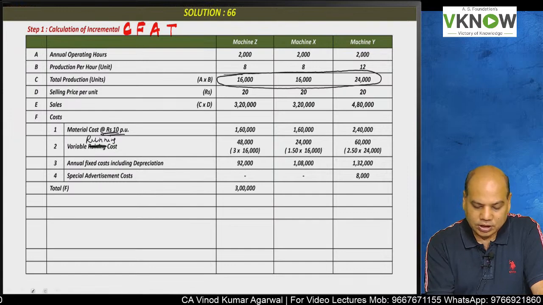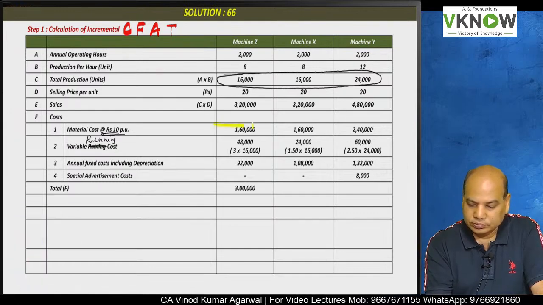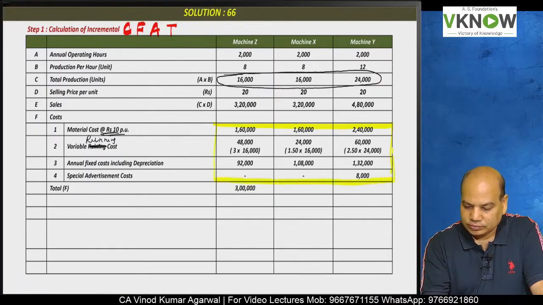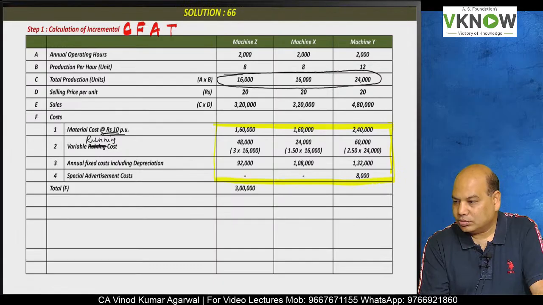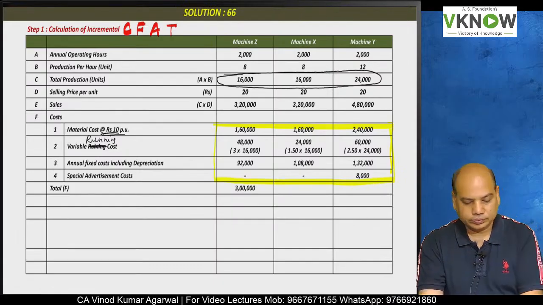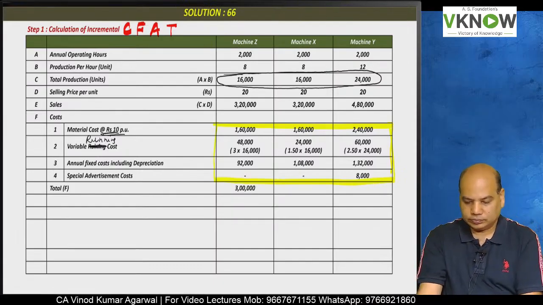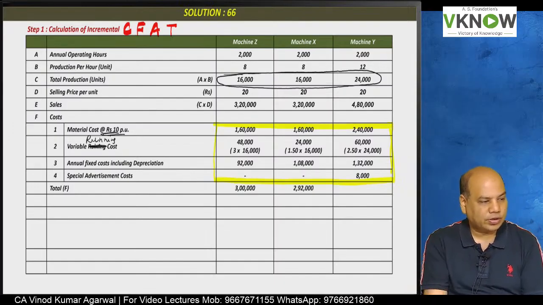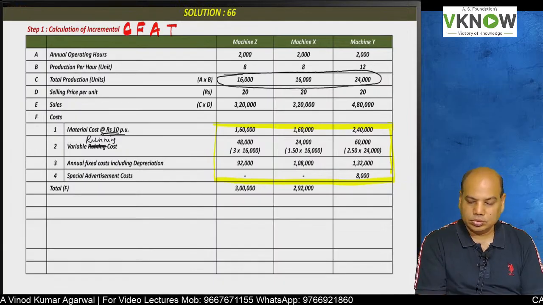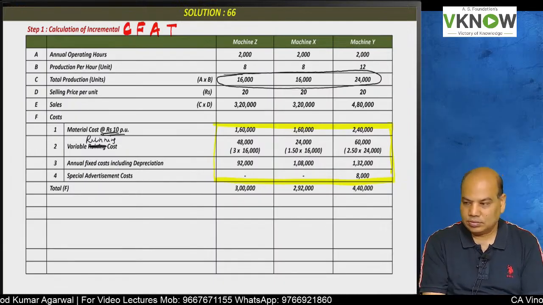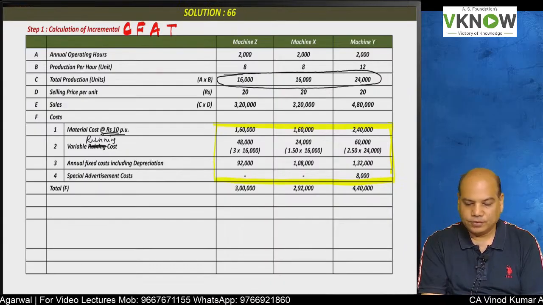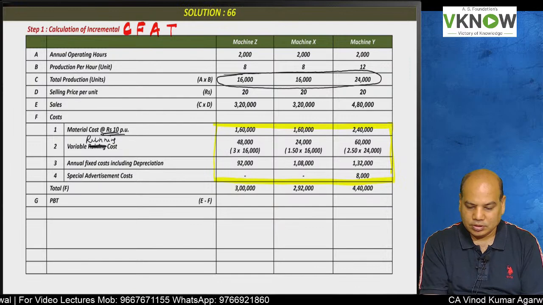Please take total of these four costs and write below: 3 lakh, then 2,92,000, and then 4,40,000. Now write down PBT.